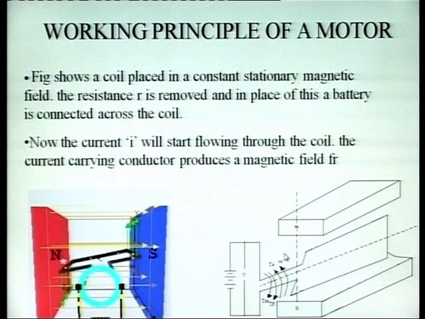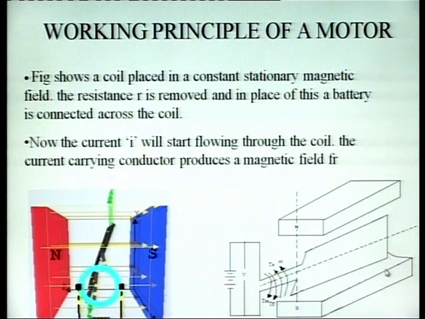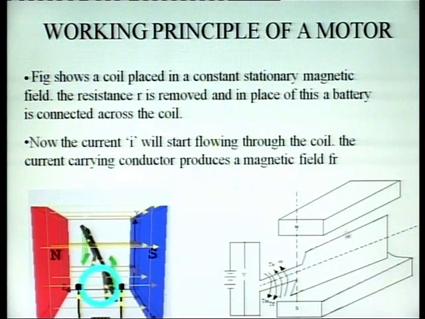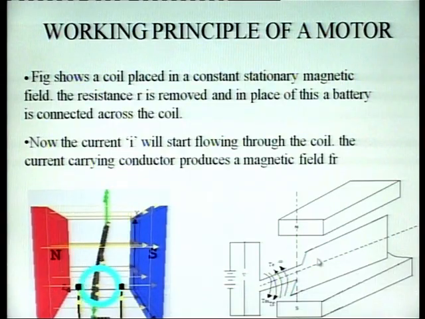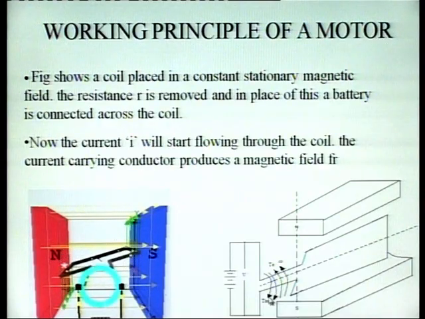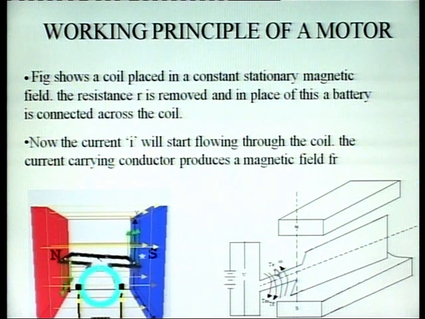Now, the second action will start. The second action is whenever a current carrying conductor is rotated in a magnetic field, an EMF will be induced in this conductor, and a torque Tm will be induced. The direction of torque Tm and Tf is opposite to the torque Te.